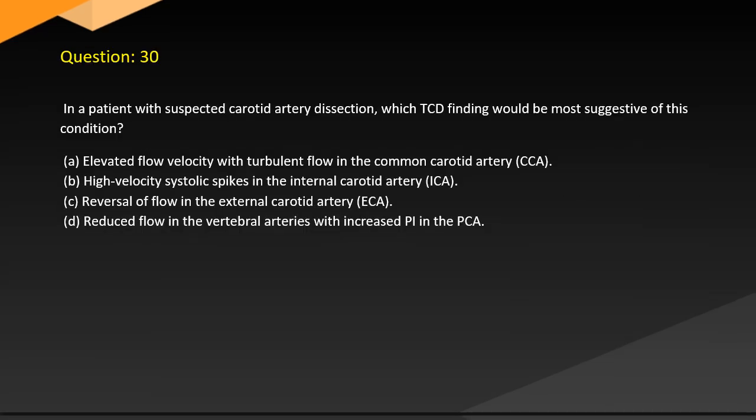Question 30. In a patient with suspected carotid artery dissection, what TCD finding would be most suggestive of this condition? A. Elevated flow velocity with turbulent flow in the common carotid artery, CCA. B. High velocity systolic spikes in the internal carotid artery, ICA. C. Reversal of flow in the external carotid artery, ECA. D. Reduced flow in the vertebral arteries with increased PI in the PCA.